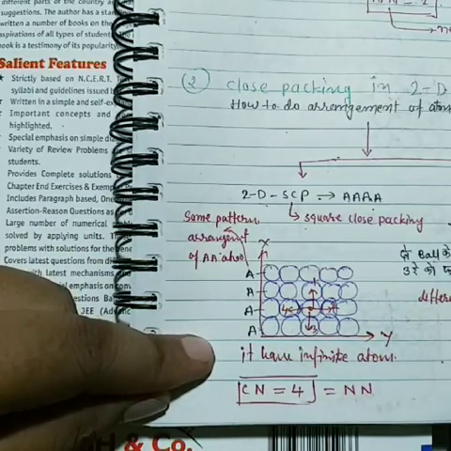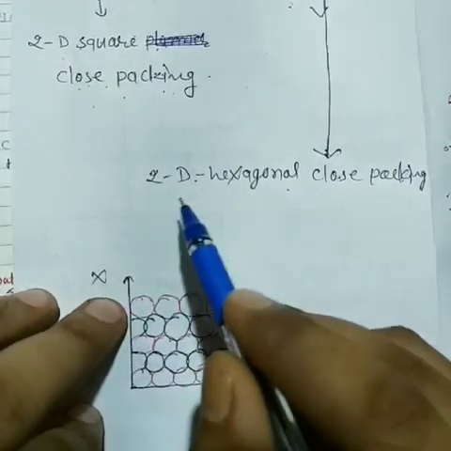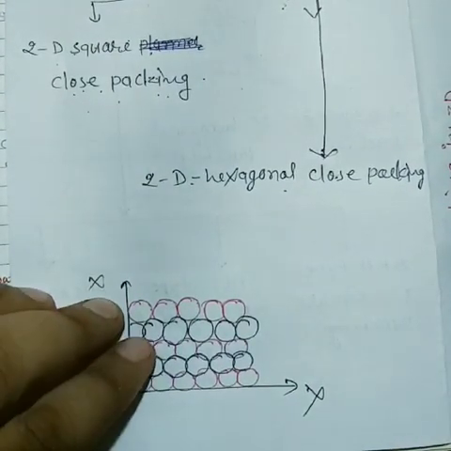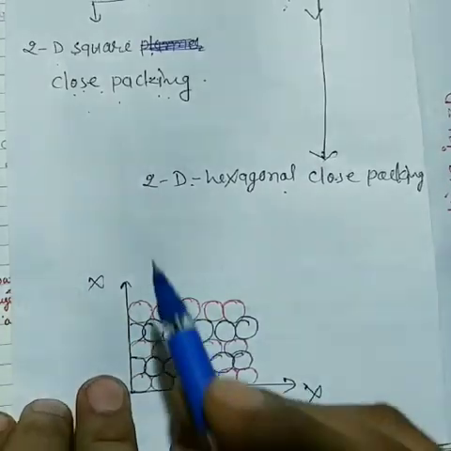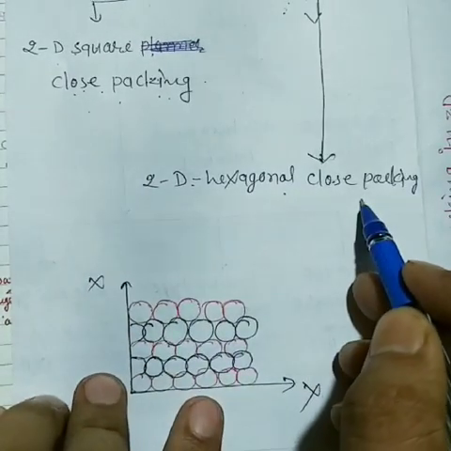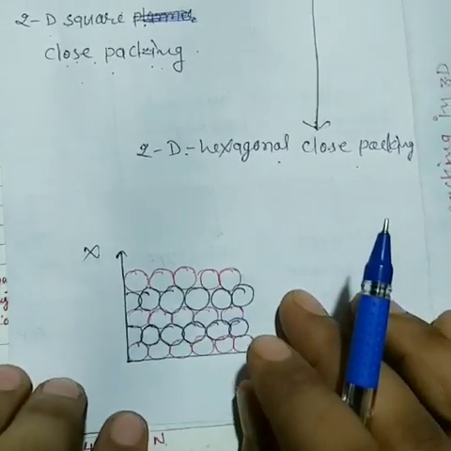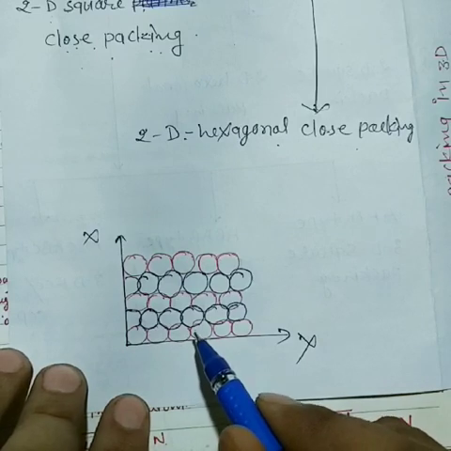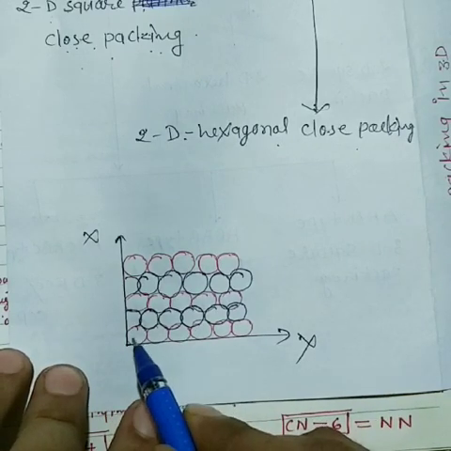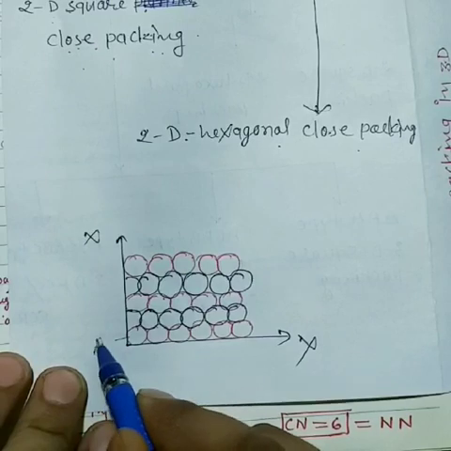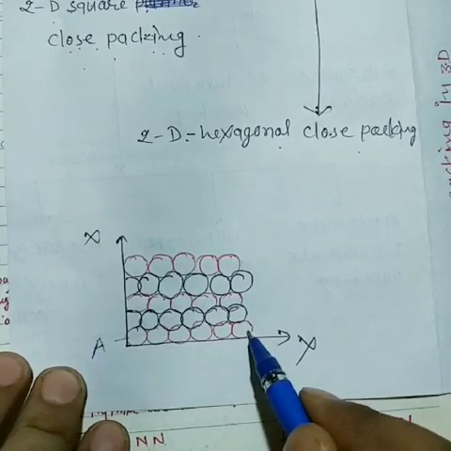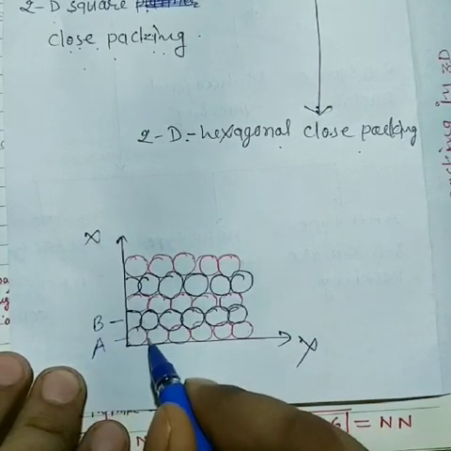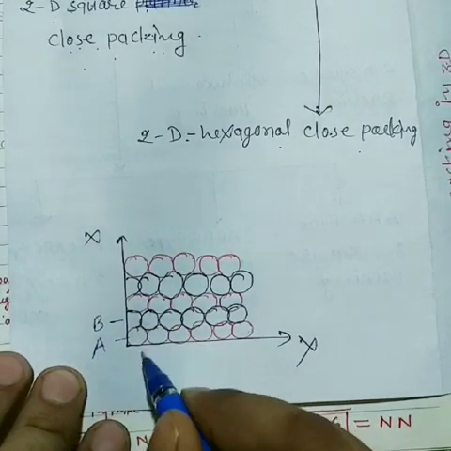So next, the second type. Now the second type, 2D hexagonal close packing. Sorry students, 2D hexagonal close packing. Now here the arrangement is very important. It is also known as staggered arrangement. Staggered arrangement means, see, A is the A type of atom, they are in the same row, and now a different color, B, just like between 2 and 2.